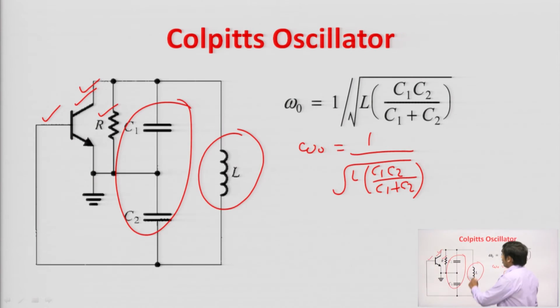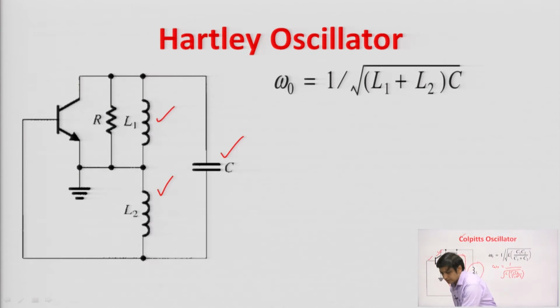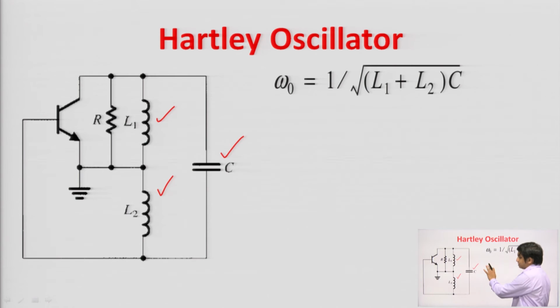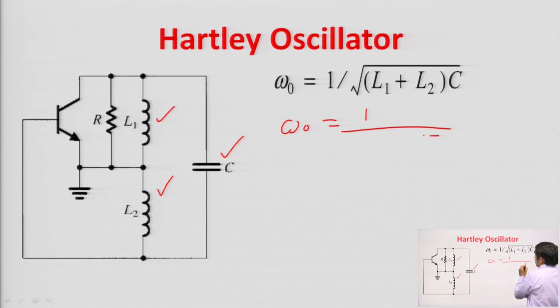Just to remember it, it is very easy to remember. Colpitts means C for capacitor. So, in the Colpitts oscillator, two capacitors and one inductor. Just the opposite in Hartley, that means two inductors and one capacitor. This is just to remember it, so that we do not get confused. The circuit is the same in the Hartley oscillator as in the Colpitts oscillator. The only difference is there are two inductors and one capacitor, and the frequency of oscillation for the Hartley oscillator is omega naught equal to 1 upon the square root of (L1 plus L2) into C.